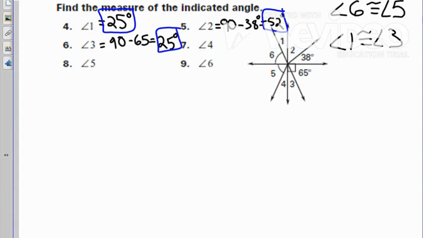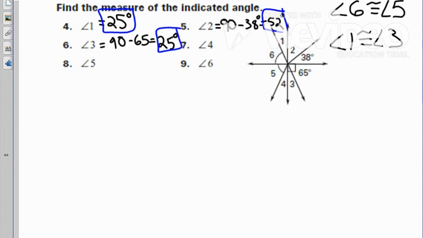How about angle 4? Angle 4 is not a vertical angle, because you can tell that we actually have completely different sized angles. So we cannot say that they are congruent here, because they're not vertical. We're not going to be able to use the vertical angle theorem. So what could we do instead? What are some options here?